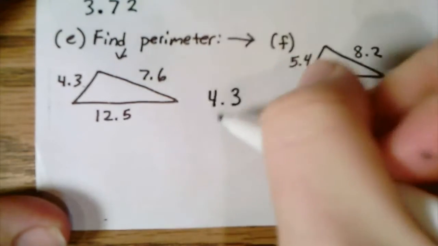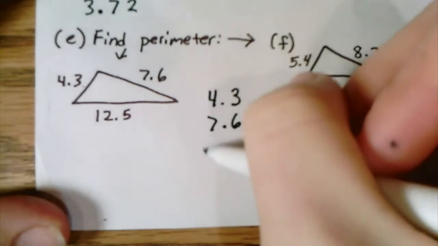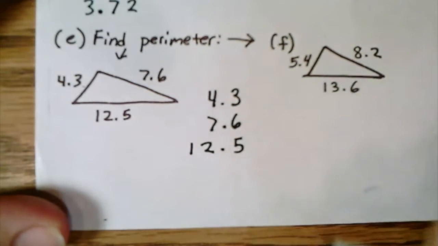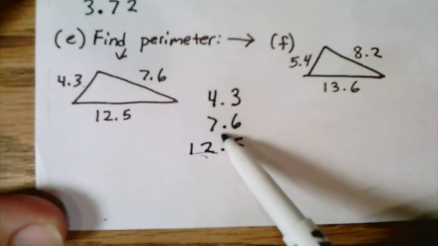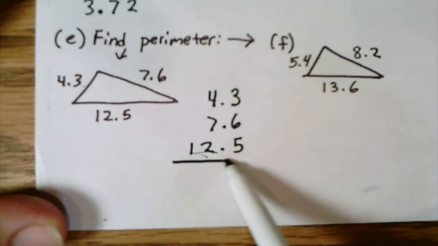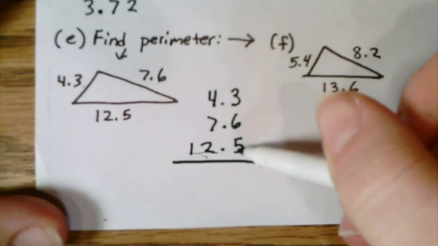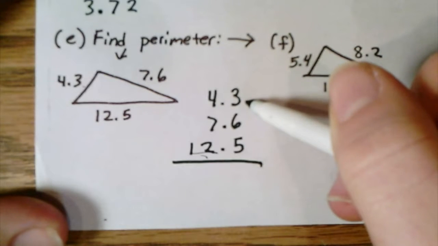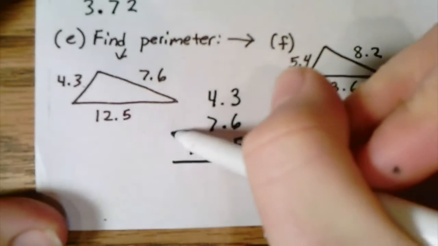4.3, and then I have 7.6, and then I have 12.5. And notice that I wrote my 1 out here for 12 because I want all my decimal places in line. Do I need to annex any zeros for this one? Nope, I don't, because they all only have 1 place value. If this number had been a 31, then I would have needed to add a 0 here and a 0 here. So now I'm just going to add them up.